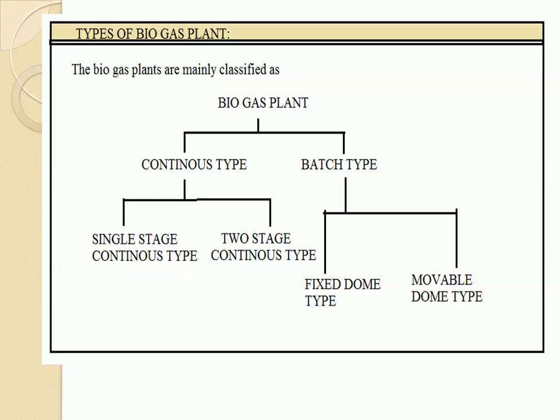Now, the types of biogas plants. Biogas plants are mainly classified into two types. Number one, continuous type. Number two, batch type. In continuous type, again there are single stage continuous type and two stage continuous type. In batch type, there are fixed dome type and movable dome type plants.